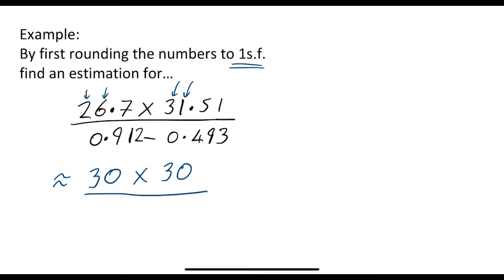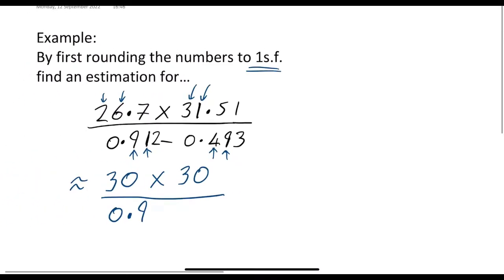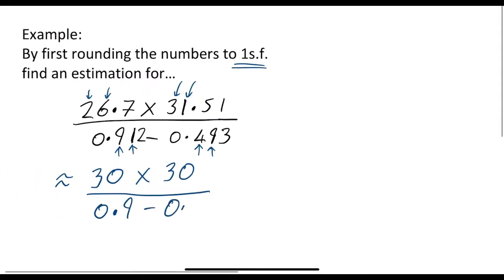On your bottom line, 0 is not the first significant figure. The first significant figure is the first non-zero number. So we have 9 as our first significant figure. The check figure is a 1, so that means it rounds down to just 0.9. And here, the 4 is my first significant figure. We've got a 9 as a second significant figure, so it rounds up the 4. So the 4 rounds up to be 0.5 then.